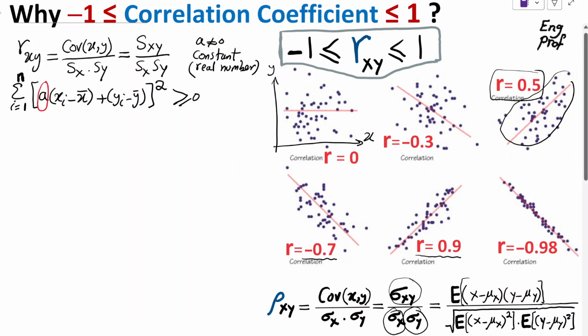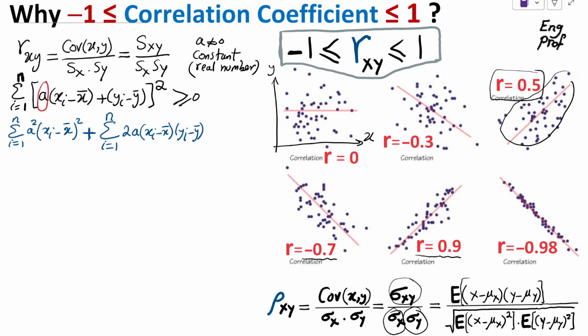So what is the consequence of this? Let's expand: sigma i from 1 to n of a squared times (xi minus x bar) squared, plus, raising to the power 2 and also distributing sigma, sigma i from 1 to n of 2 times a times (xi minus x bar)(yi minus y bar), and finally sigma i from 1 to n of (yi minus y bar) squared.